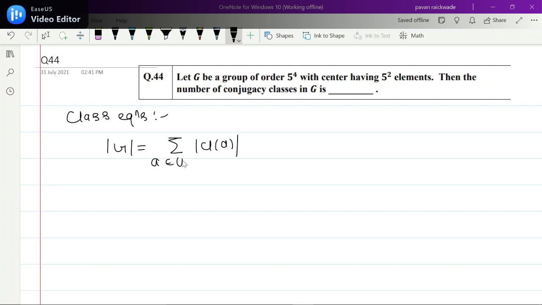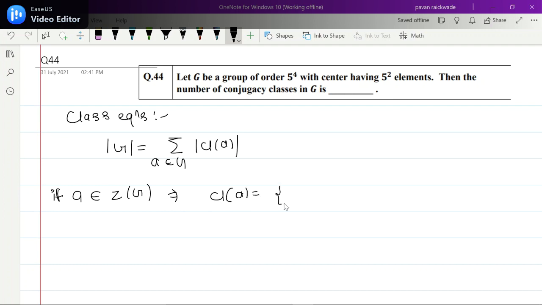One theorem says that for any finite group G, we can write the order of the group as the summation of the orders of the different classes in that group, where A belongs to G. What is A? It is just a representative of a particular class, the distinct classes. We just add the orders of the distinct classes, and that sums up to the order of the group. This is what the theorem says.